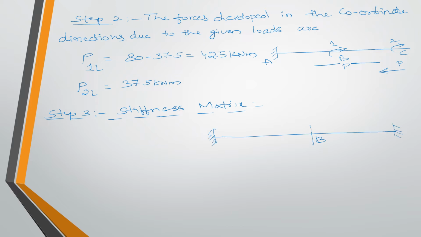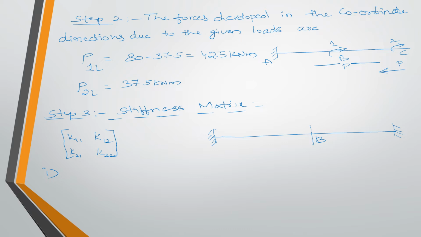In this calculation of stiffness matrix, here we have the degrees of kinematic indeterminacy as 2. So here we have to find out the stiffness matrix K11, K12, K21 and K22. For the calculation, the first step is to apply the unit displacement in coordinate direction 1, then we'll get K11 and K21. In second step, apply the unit displacement in coordinate direction 2, then we'll get K12 and K22.